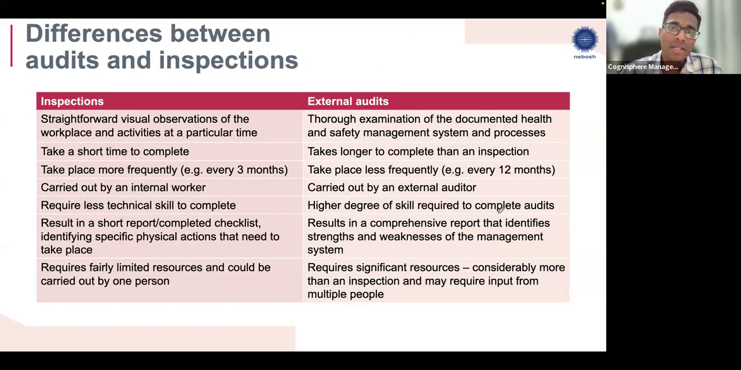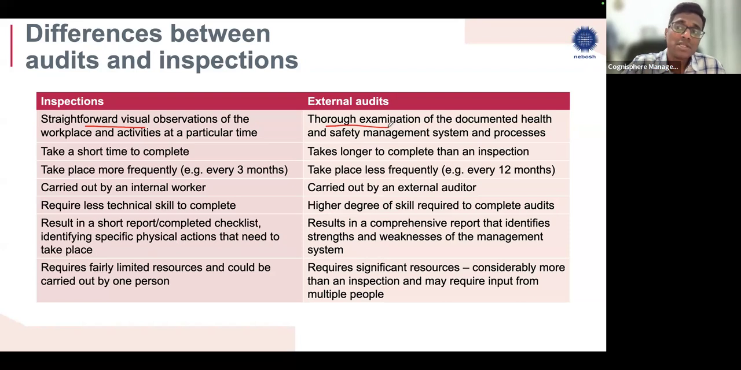So, the difference between audit and inspection. Again, people get confused with audit and inspection, but we need to understand inspection is one part of the audit. Inspection is a straightforward visual observation of the workplace and activities at a particular time. So if I'm doing an inspection today morning at 10, what is the representation of safety in the workplace at that particular time? Whereas audit is a thorough examination of the documented health and safety management system and process.